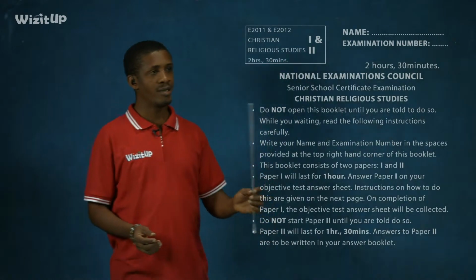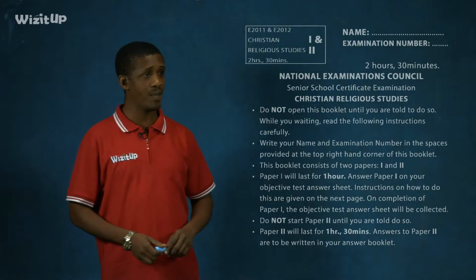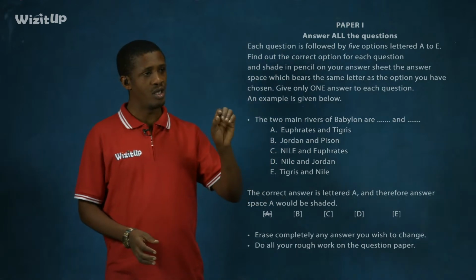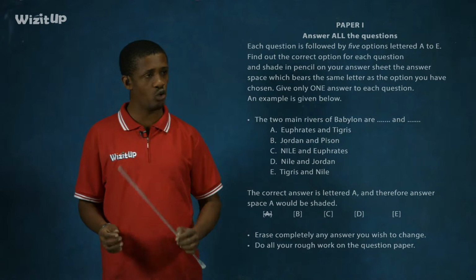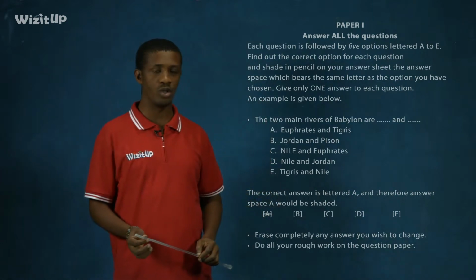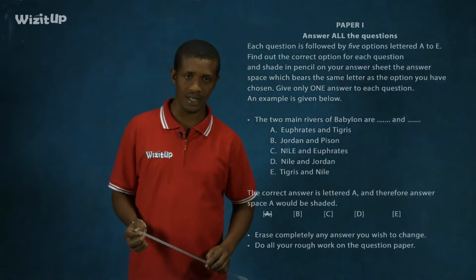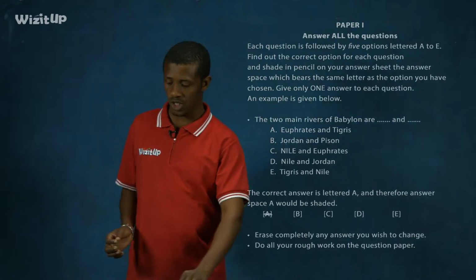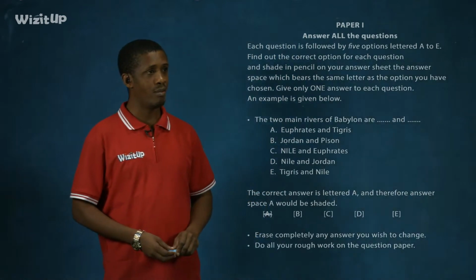All right, now let's see the first example there that will serve as a guide, one to tell us how to answer and what to answer. We have, as I've told you before, five options there, from options A to option E, and only one is correct. And you're not allowed to shade two. Just one. If you shade two, you are bound to lose that very mark there.